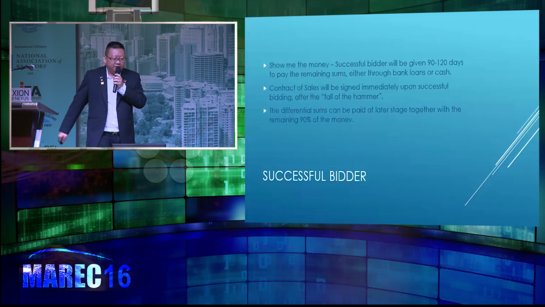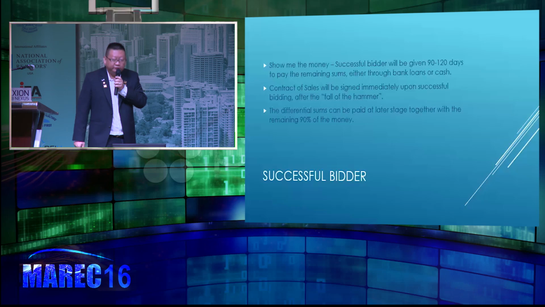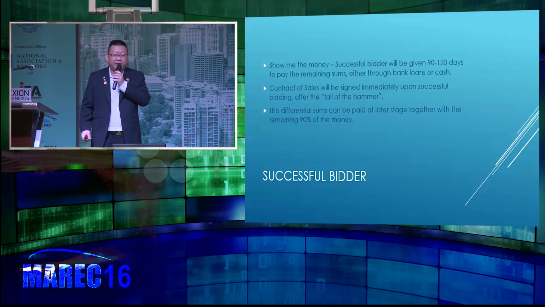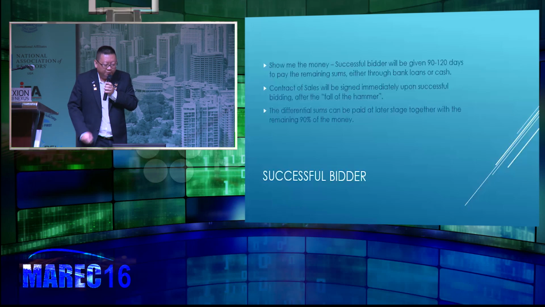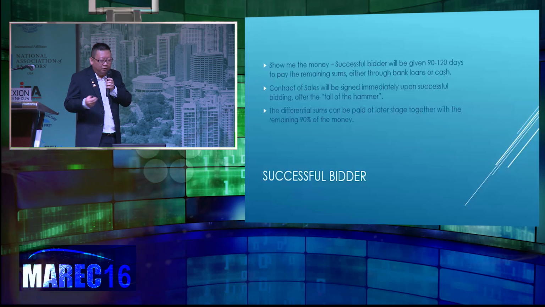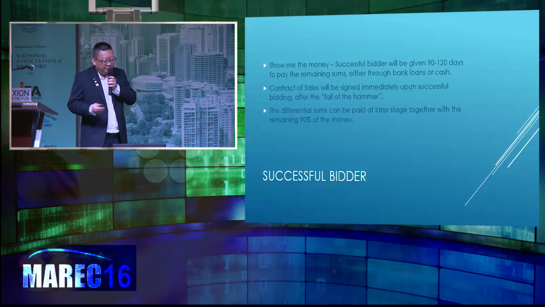Then show me the money, of course. Upon successful bidding, the successful bidder will be given 90 to 120 days to pay the remaining sum, either through bank loans or cash. And the contract of sale will be signed immediately upon successful bidding. These are the same as before. And after the fall of the hammer, the differential sum is to be paid.